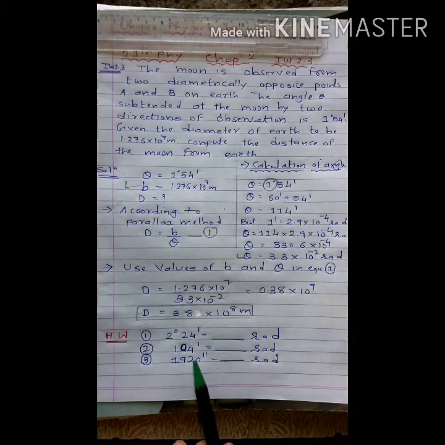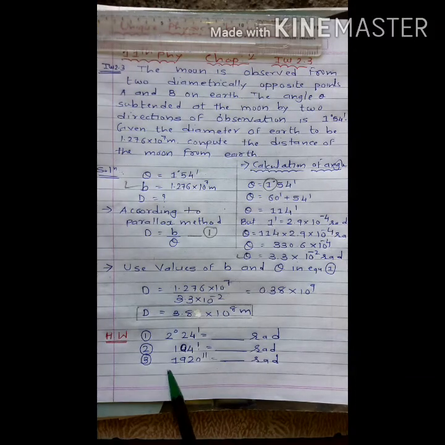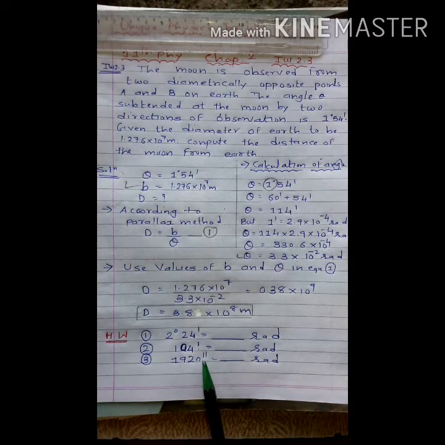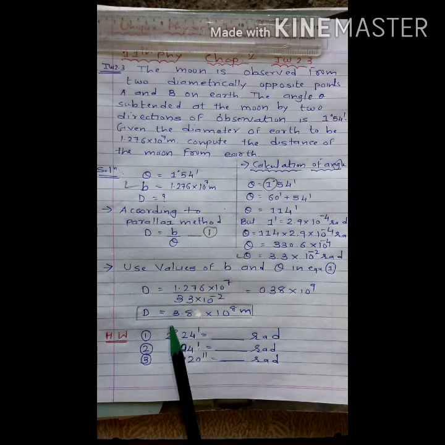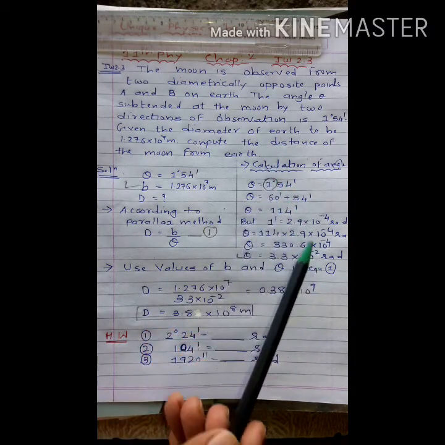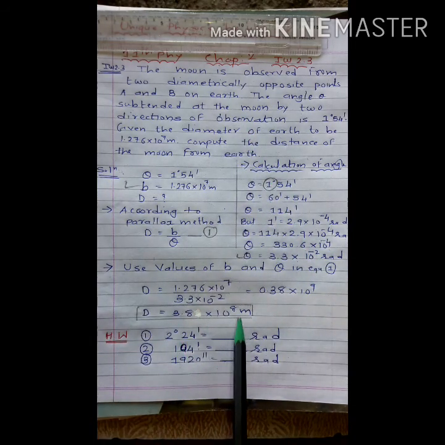Second example: suppose we have 104 minute. Convert this value into radian. The third example is based on seconds: suppose we have 1920 second. Here one dash represents minute and double dash represents second. So 1920 second is equal to blank radian. Try to solve this example and convert degree, minute and second into radian. We already used this example, so try to follow these mathematical steps and find your answer.